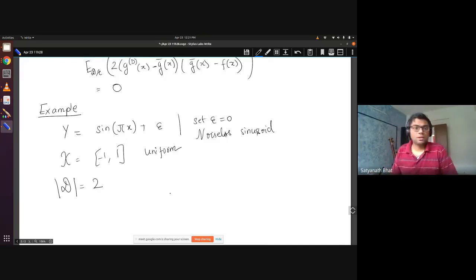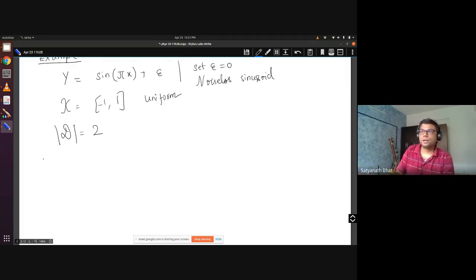So in this example, I am giving you 2 points and you have to learn the sine of pi x. We have some choices. H1, choice number 1, is a constant hypothesis. What is the best constant I can learn so as to minimize the error? This is my bag 1. And in H2, I will use a linear hypothesis.